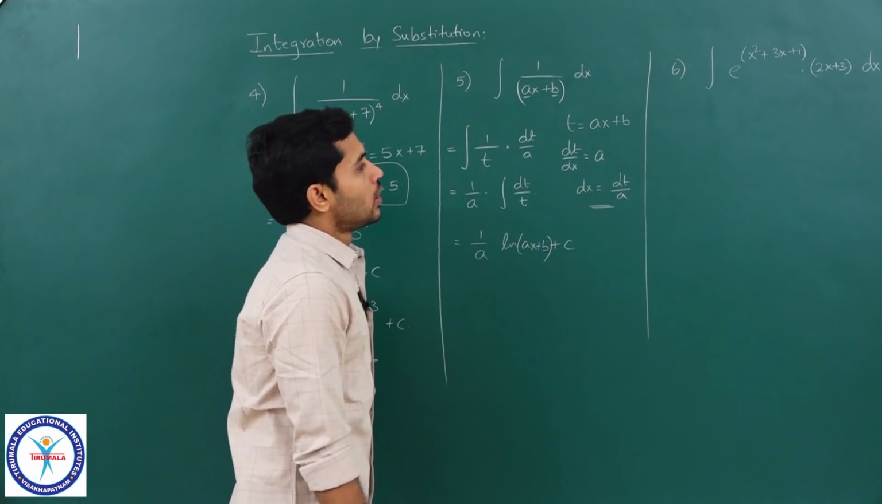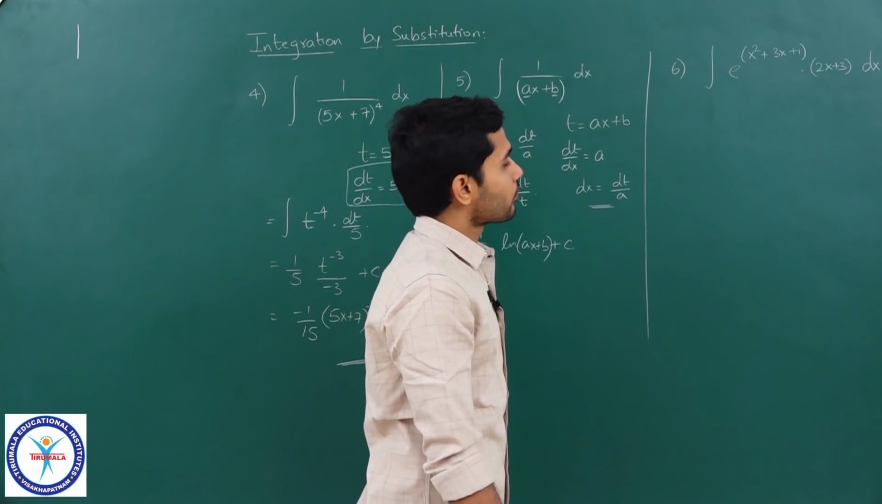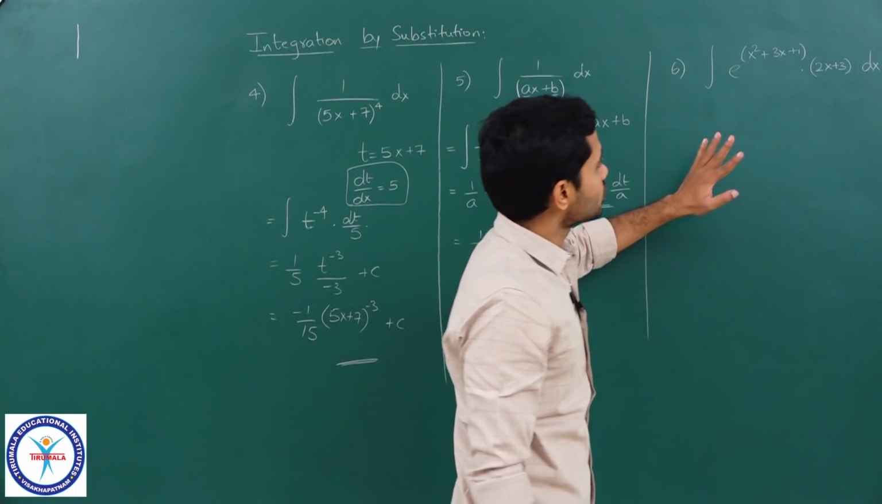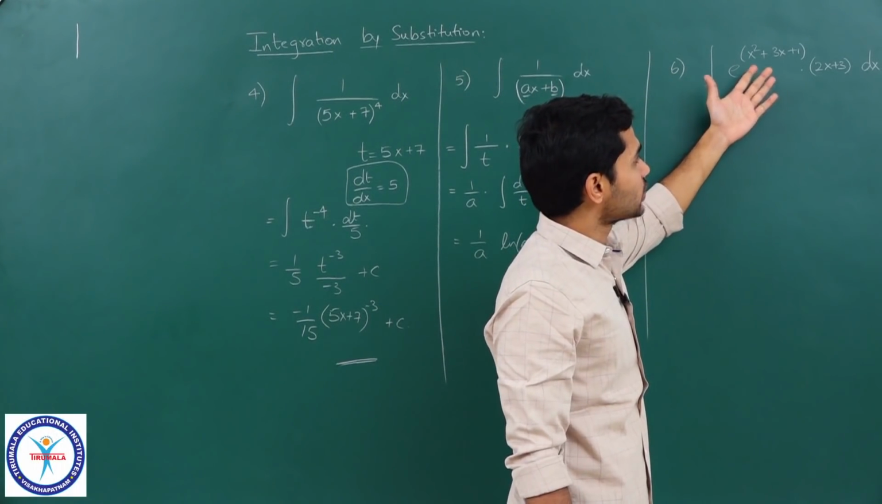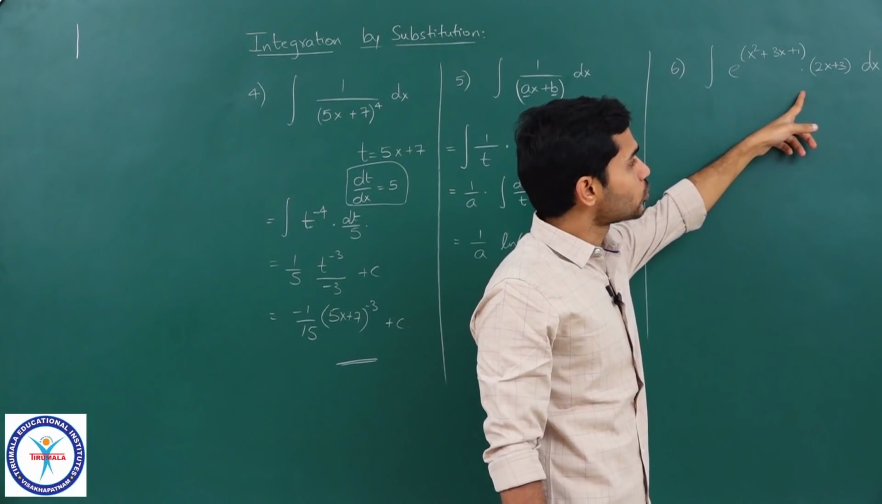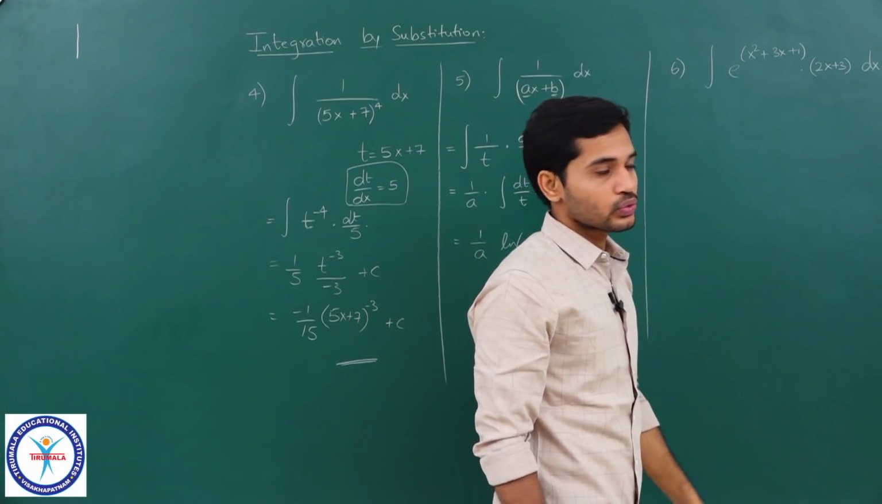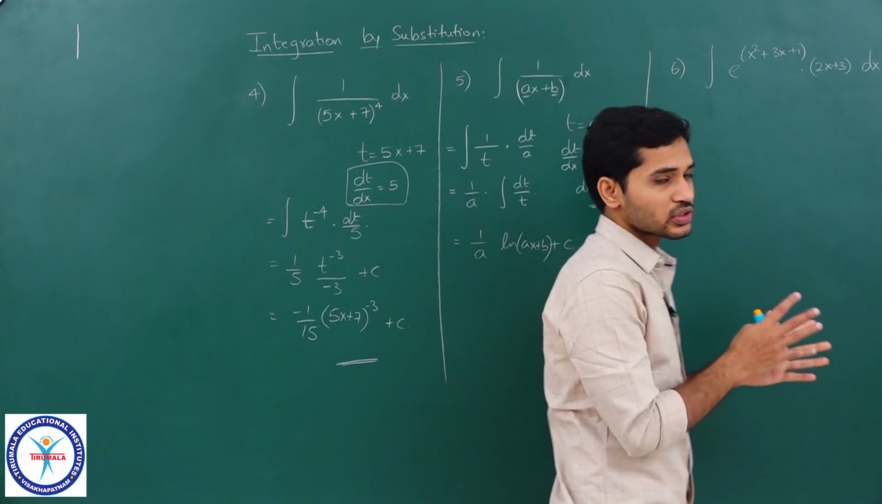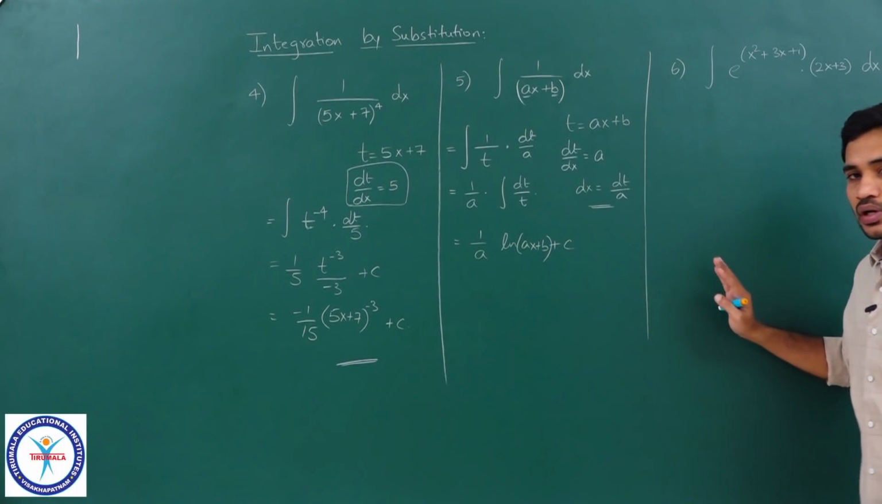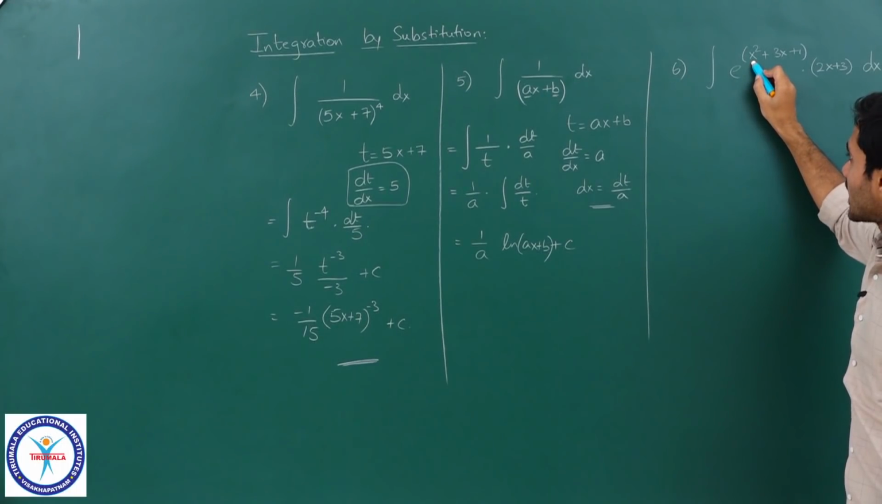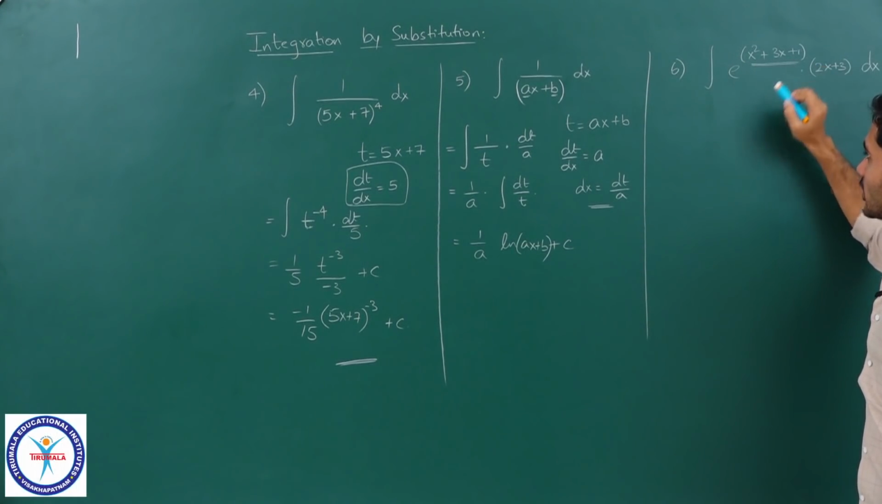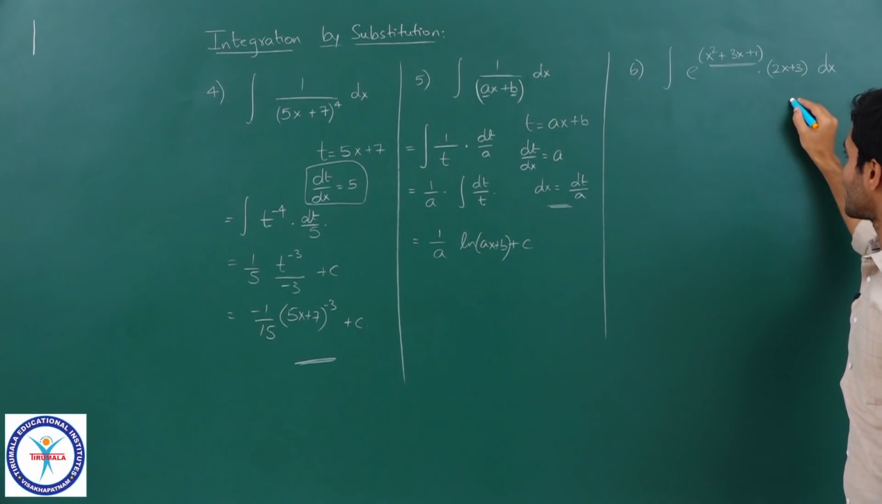Okay. Now, moving on to the next question. So, if you see here, this looks very big, right. So, e power x square plus 3x plus 1 into 2x plus 3 into dx. So, although it looks very big, the method is the same. It is very easy to answer this also, you will see. So, I will obviously consider this whole term in the power of e as my variable. So, let me first do that.